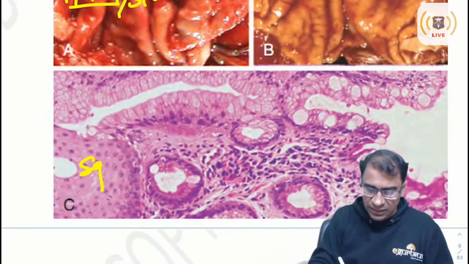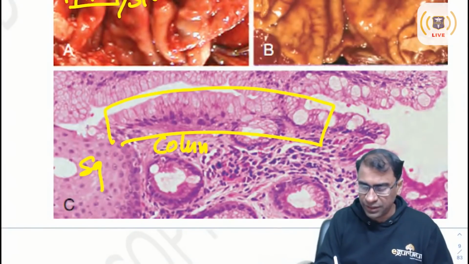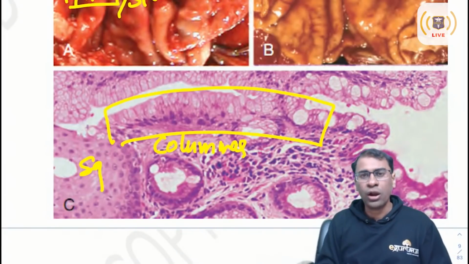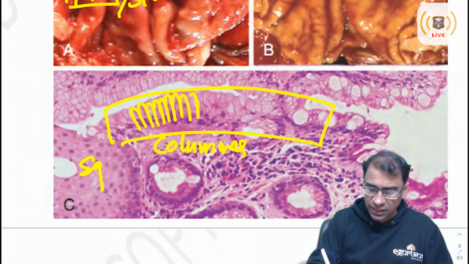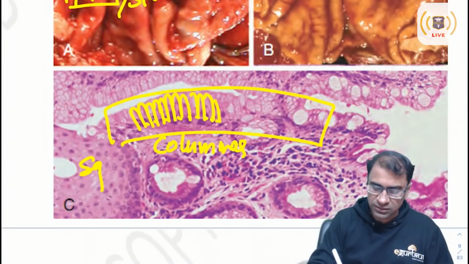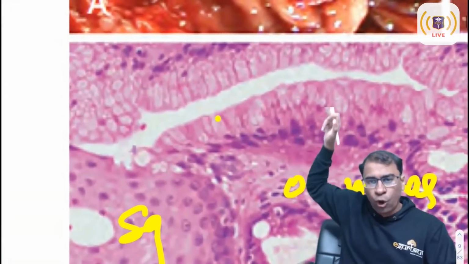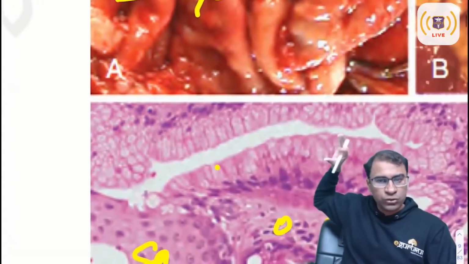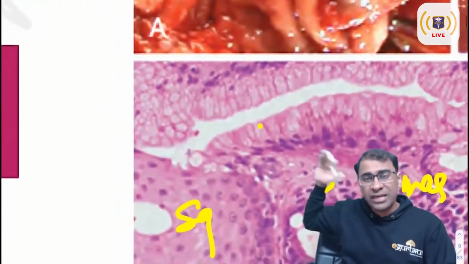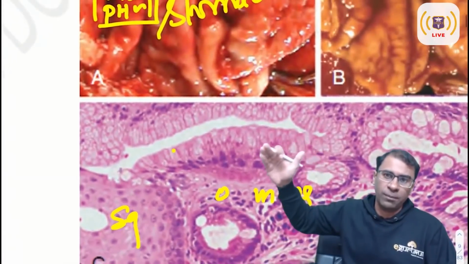But what is happening is, this part from here to here, you see, it is all columnar epithelium. It's all columnar. How do you say? Look at these column-like cells and look at the nucleus at the base. Look carefully. There's a nucleus at the base and all of them are column-like cells. So this is a columnar. It should have had squamous. The squamous has changed to columnar.